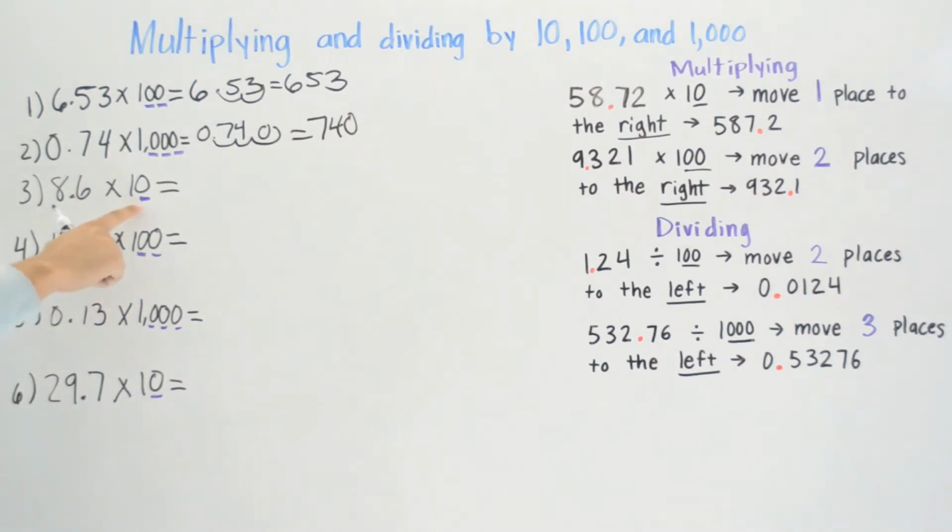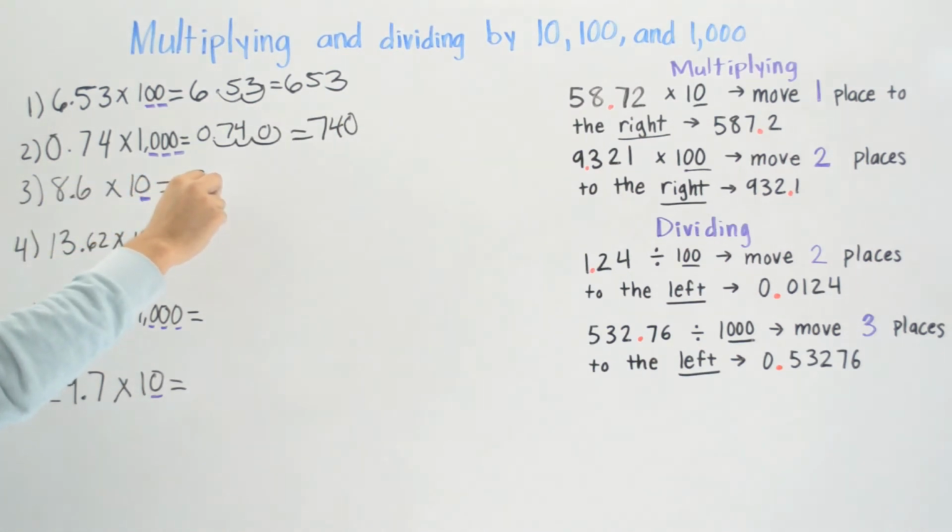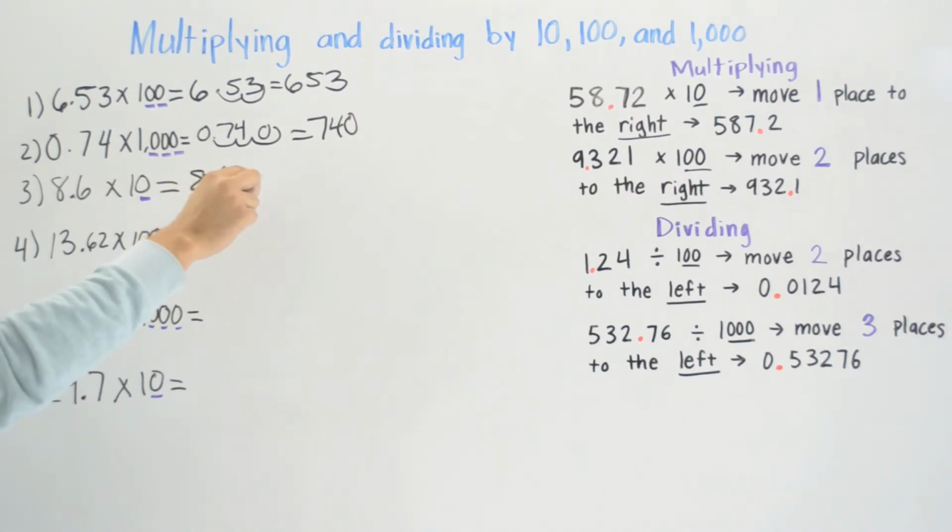We only have 1 zero. So we're only going to move it to the right 1 time. So we're going to go ahead and put 8.6. We move it to the right 1 time. It's going to give us 86.